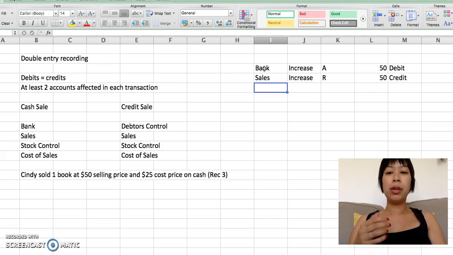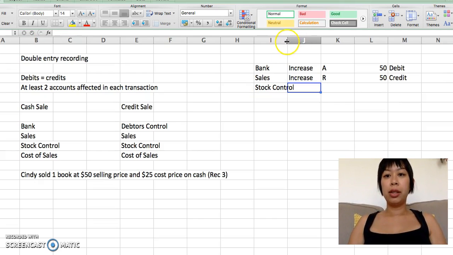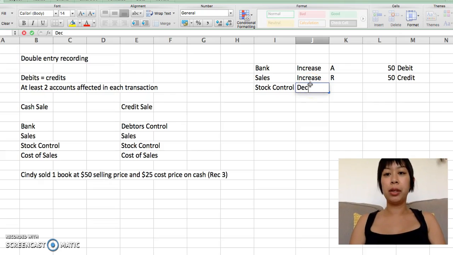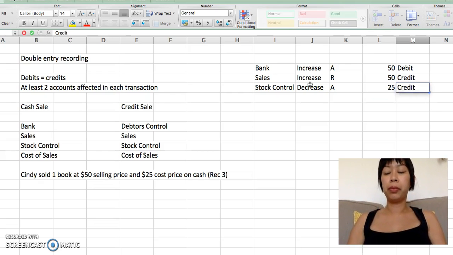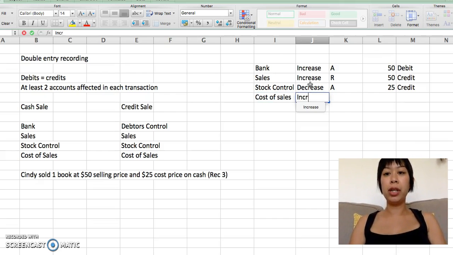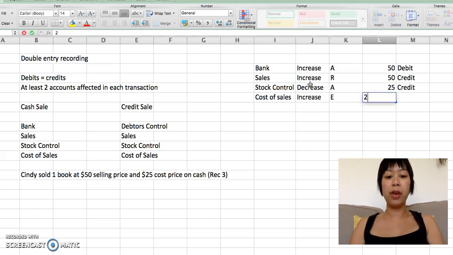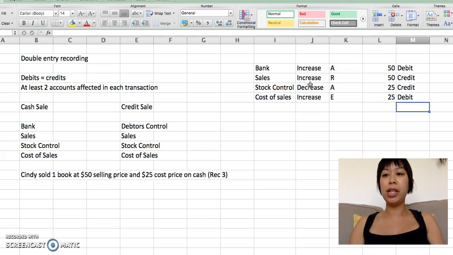At the same time, you are selling the stock, so you have one book less, which means your stock control, which is an asset, will decrease. At the cost price, $25 credit. And now we've created an expense in this transaction called cost of sales, increase, $25 debit. And again, our debits equal our credits.